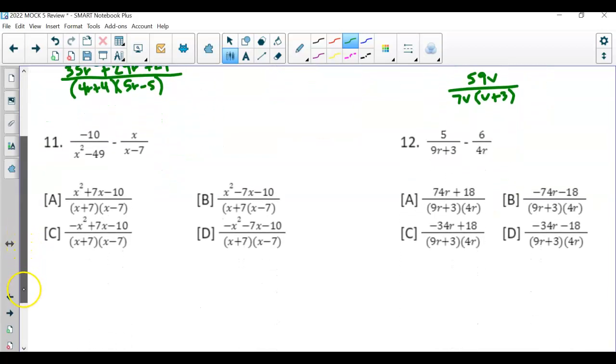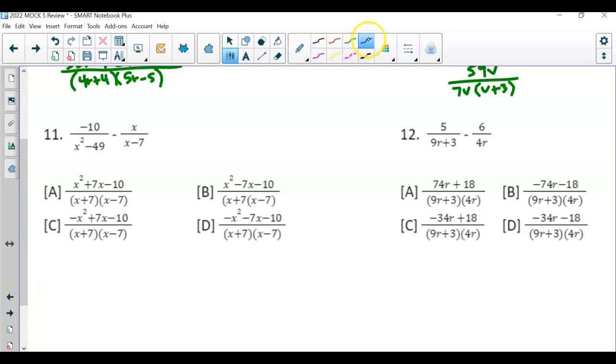Now 11 and 12, you are subtracting. Keep that in mind that you are going to end up having to distribute that negative here. Well, again, I'm going to see if I can factor. I can't do anything with x minus 7, but this is a difference of two perfect squares because I have x squared and 49. So I can factor this as x plus 7 times x minus 7. That means if this is x plus 7 times x minus 7, but this denominator only has x minus 7, what do I need to multiply this by? X plus 7. So we're now multiplying by x plus 7 here.